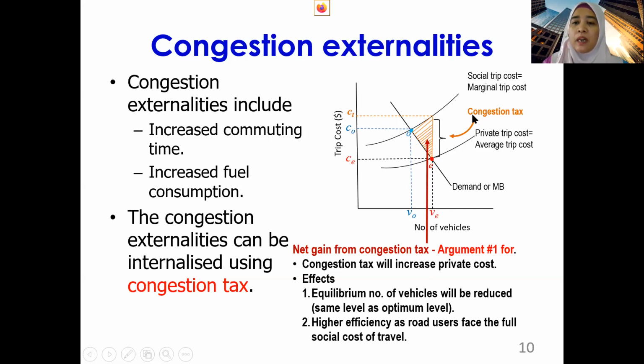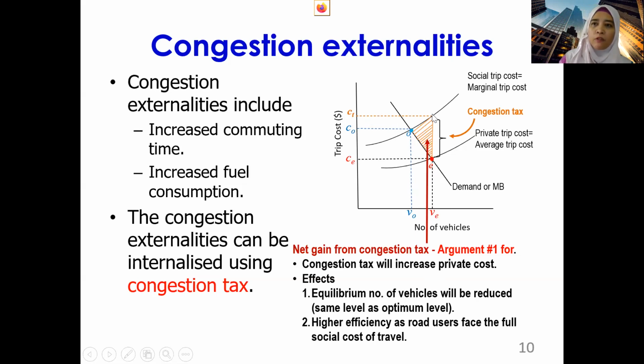Now, after charging the congestion tax, we get a net gain from congestion tax. So that's the first argument for congestion tax, whereby we say that congestion tax will increase the private cost. And instead of paying CE, now they have to pay CT, which is CE plus the tax, a higher cost to be borne by individuals using the road to reflect the social costs that they cause. Now, the equilibrium number of vehicles will be reduced, because of the higher level of cost to be borne.